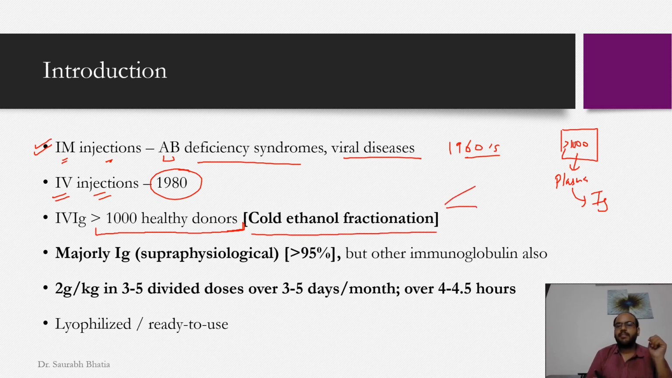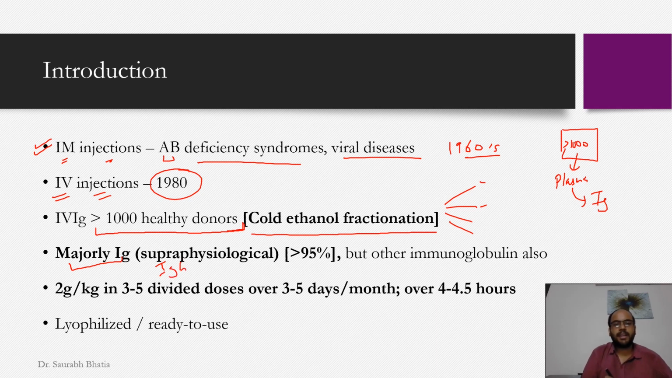Now, essentially, there are four methods. I will not be naming them because only the cold ethanol fractionation method is the one which is most commonly and most widely used. There are other methods, chromatography and all that, but we should focus mainly on cold ethanol fractionation. So what happens is you collect blood from more than 1,000 individuals and then you isolate immunoglobulins by using cold ethanol fractionation. Now, IVIg has majorly immunoglobulin of IgG type.